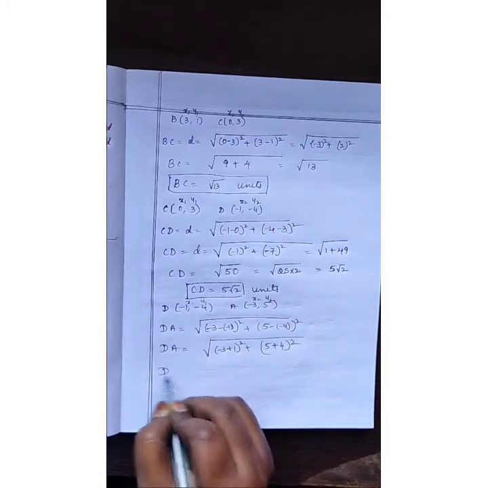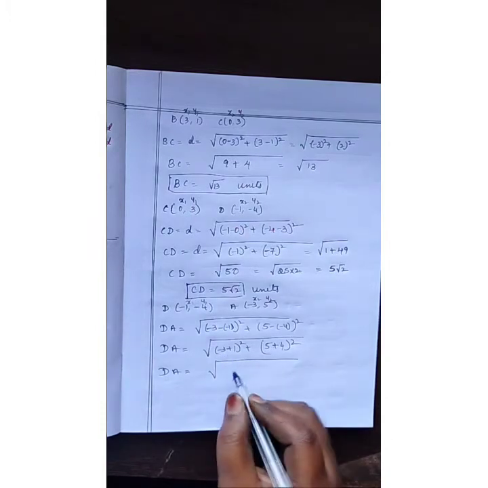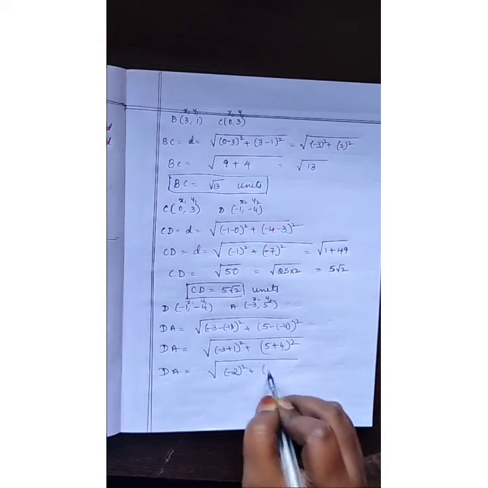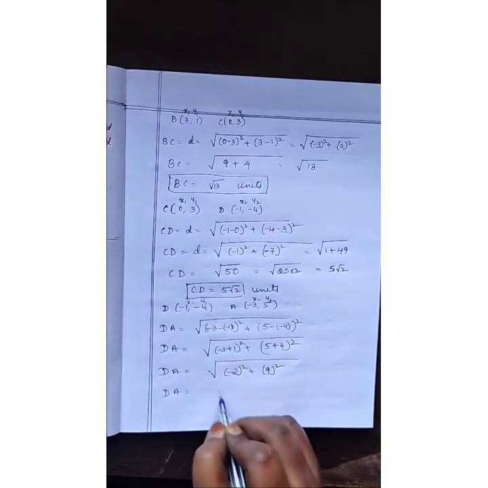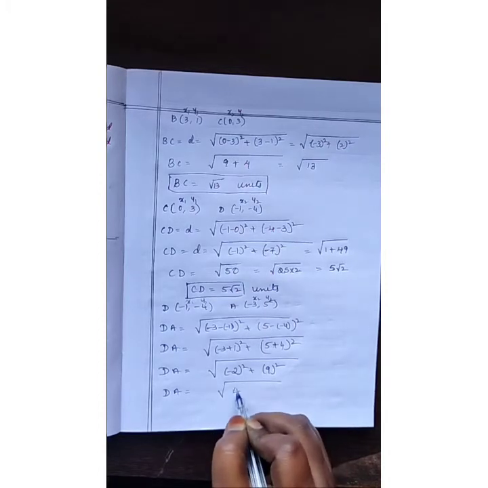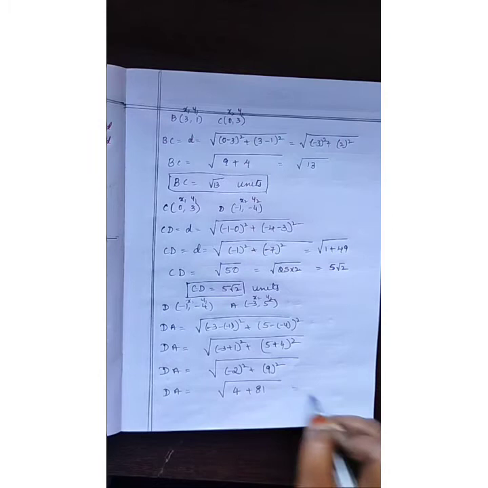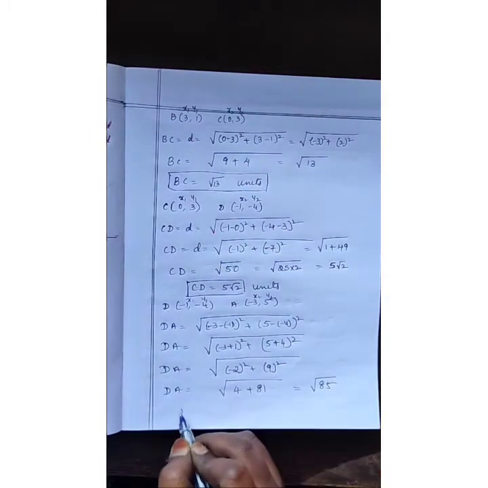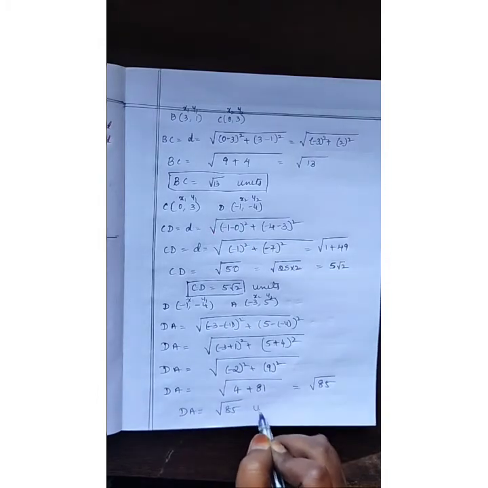Okay. DA equal to root of -3 plus 1, how much will you get, students? -2, and 5 plus 4 is 9. Okay. DA equal to root of 2 square value 4, 9 square value 81. Then 81 plus 4, how much will you get? 85. Then DA distance value is root 85 units.